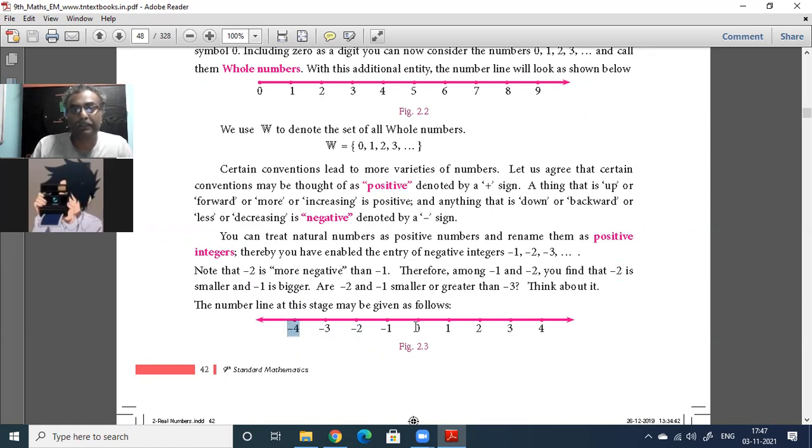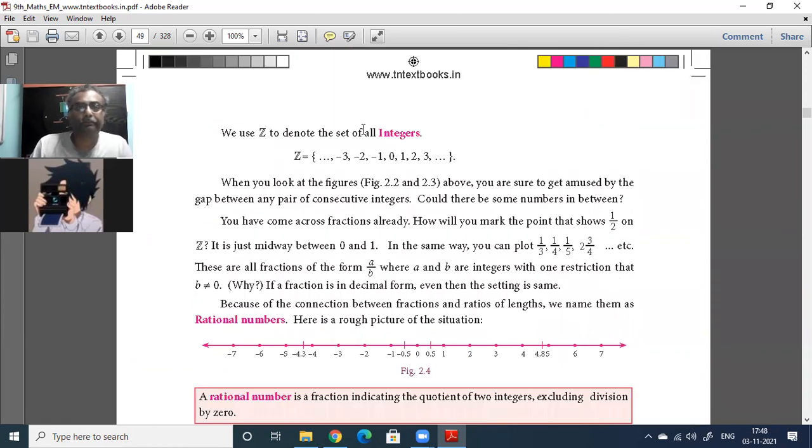-4 is even less. 0, 1, 2, 3, 4. This side only it increases. So -4 is less than -3, is less than -2, is less than -1, is less than 0. So negative numbers are lesser. The number line at this stage is given like this: -4, -3, -2, -1, 0, 1, like that. Till now you know. And we use Z to denote the set of all integers, including positive integers and negative integers: -3, -2, -1, 0, 1, 2, 3, 4, like that.